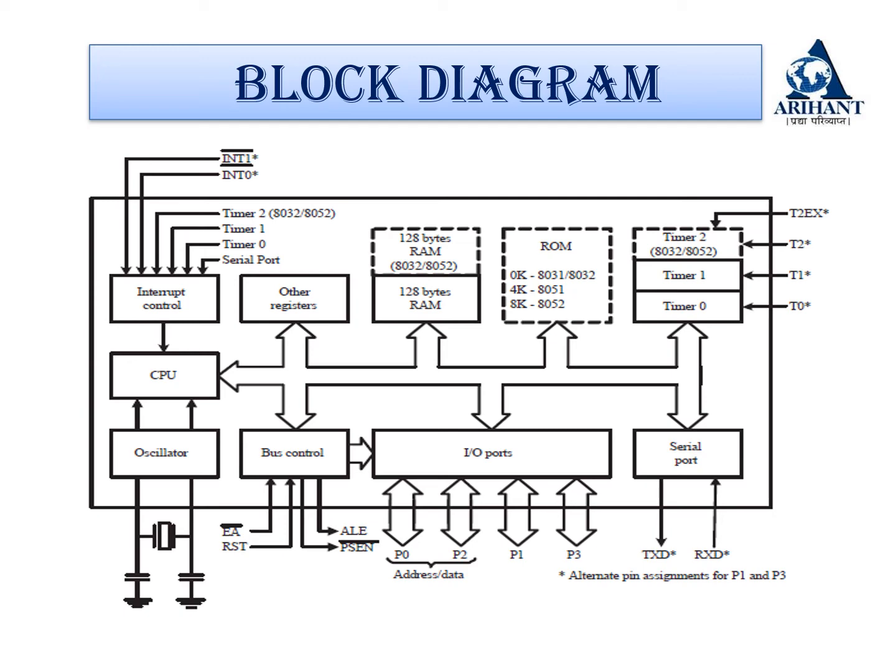Timer 2 is used in 8052 or 8032. Now here the RAM and ROM, that is the memory, is present. 128 bytes of RAM and 4K bytes of ROM are present in the 8051 microcontroller. There are several registers: special function registers and general purpose registers, and an interrupt control unit is present in 8051.